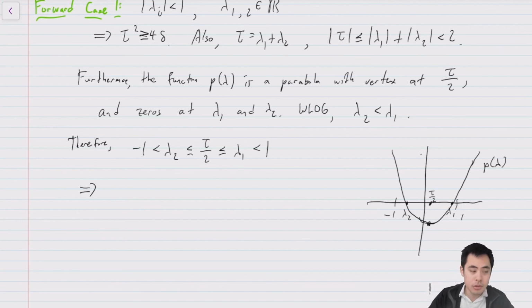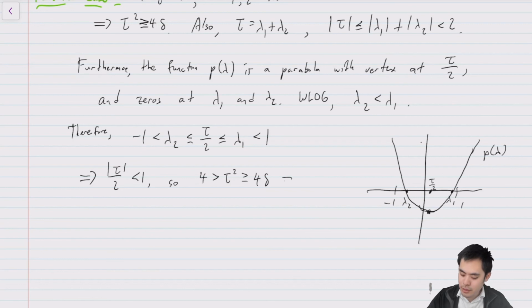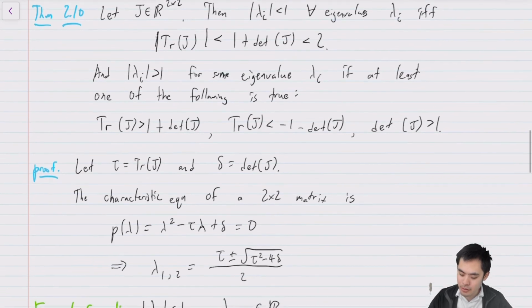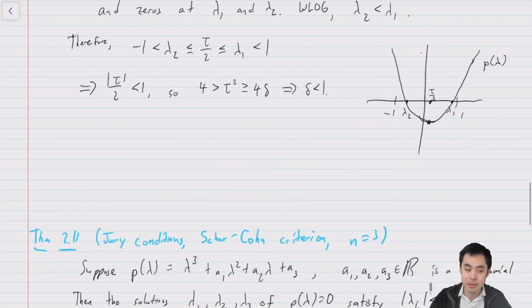So we can use that to figure out that tau over 2 is clearly less than 1. I mean, that's just a direct consequence of that. So we know that 4 is greater than tau squared, which is greater than or equal to 4 delta by our assumption up here, which implies that delta is less than 1. So the determinant has to be less than 1, which is one of the things that has to be true for that. So 1 plus the determinant has to be less than 2, or the determinant has to be less than 1. Those are entirely equivalent.